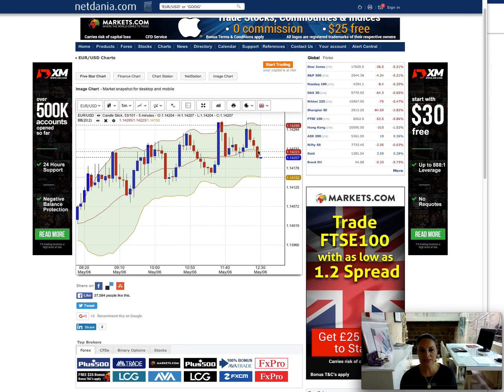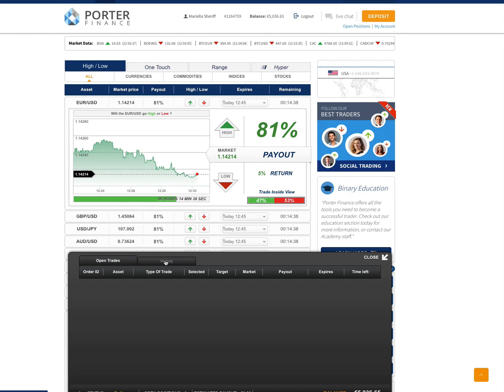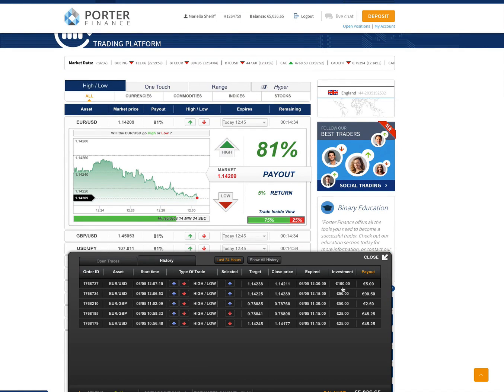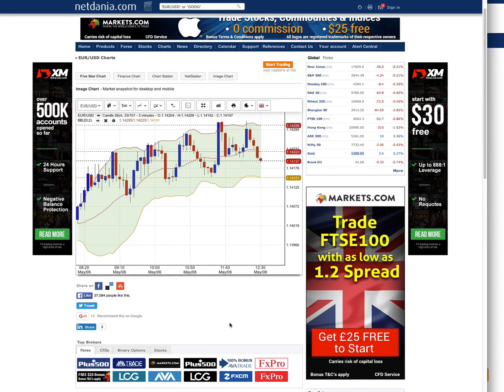We have this long candlestick. Now let's have a look at our trade. It will probably be out of the money. Yes, this is in history. So we lost this investment, which was really what I was banking on. So we won the first one, lost the second one. I'm sure we will be able to recover that, because there is a trend, as we can see.